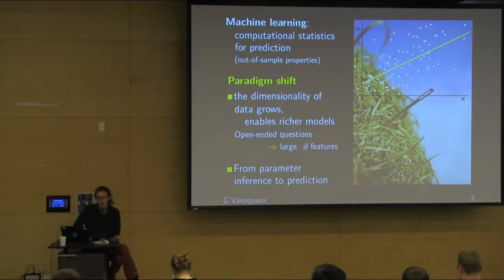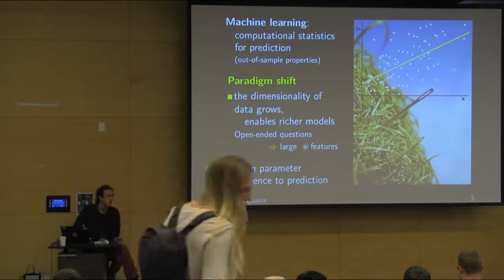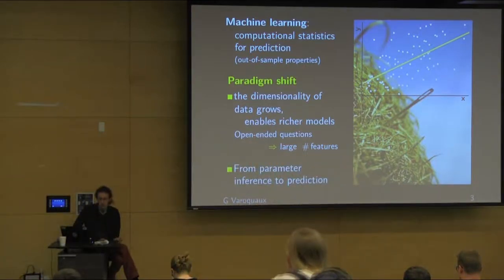And so what we're seeing is that as we're getting richer and richer data, there's a paradigm shift from standard statistics to machine learning. And the reason is that richer data means that we have higher dimensionality. By higher dimensionality, I mean that the objects that we're manipulating are more complex, and I'll come back to this. So this is great because it enables richer models, but we can't just use our standard approaches to statistics on this.